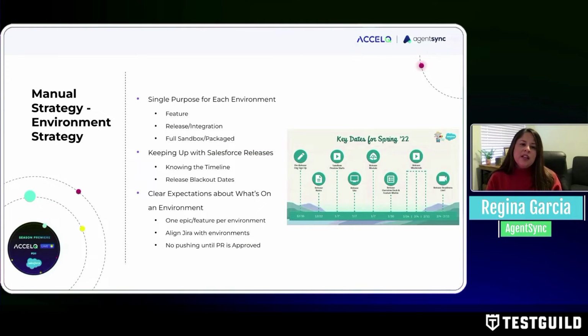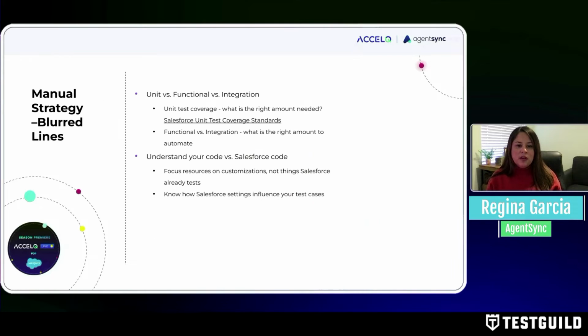And then defining clear expectations on what environment we're deploying to and what feature is available per environment. We also want to make sure that as we're growing and scaling, we're aligning our Jira tickets with the environment, so it's very simple and easy for us to see what environment we should be testing on based off of the ticket itself. And then also ensuring that we're not pushing anything into our environments that isn't PR approved and peer reviewed, so that we ensure that we're getting clean code without having additional defects found.